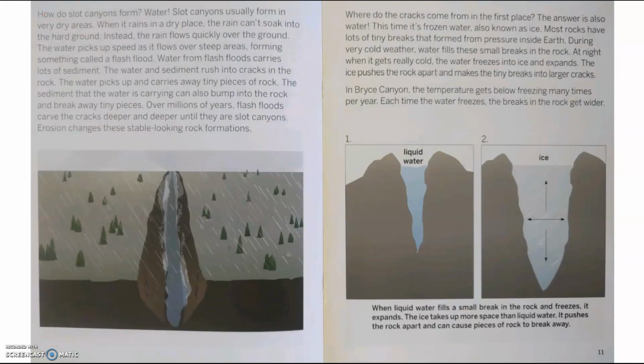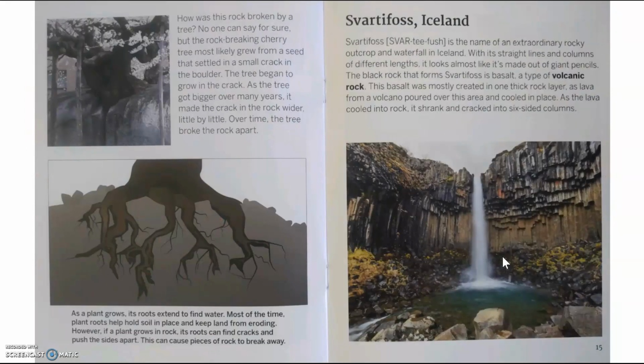Then we have ice erosion. If there's a crack in a rock or some type of crevice, water can fill up that crack. As the water freezes into ice, the ice expands. So when it expands, it can actually crack the rock and cause more pieces of it to break away. And that also causes erosion.